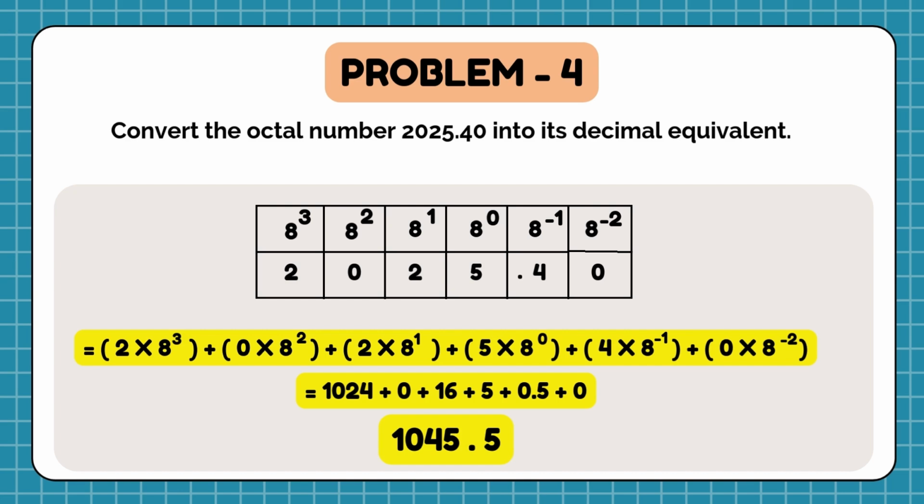5 is at position 0, therefore, we have 5 times 8 to the power 0, which is 5. 4 is at position -1, therefore, we have 4 times 8 to the power -1, which is 0.5. 0 is at position -2, therefore, we have 0 times 8 to the power -2, which is 0. Add them up, we get 1024 plus 0 plus 16 plus 5 plus 0.5 plus 0 equals 1045.5. So, 2025.40 in octal is 1045.5 in decimal.